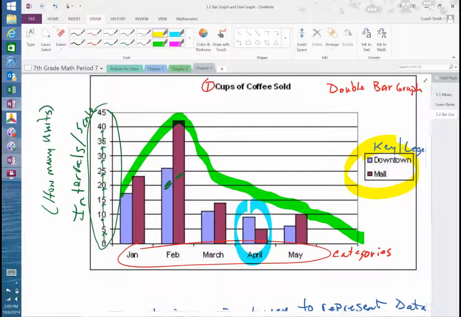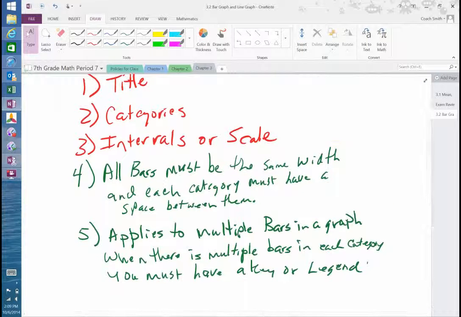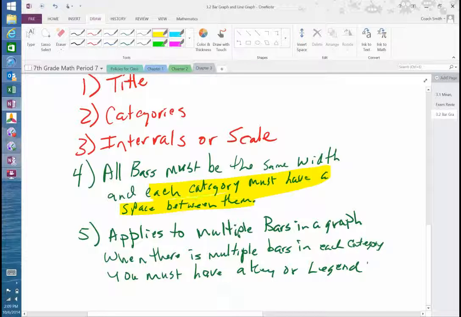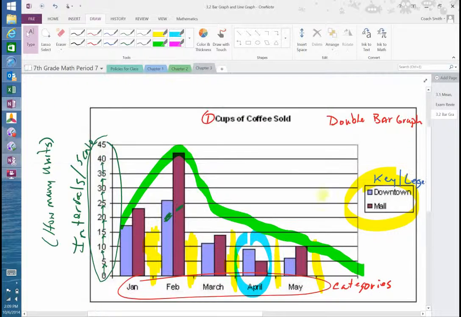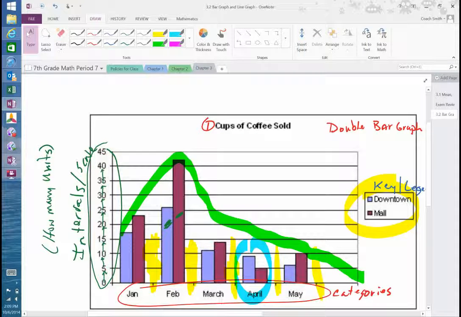The other thing is this. We want to have spaces between each category. That's what I was talking about when I said spaces, right down here. Each category must have a space between them. That right there is what I'm talking about. So that gives us an idea of what we've got. Obviously, if we didn't have cups of coffee sold, if we didn't have a title on it, we wouldn't know what to do.